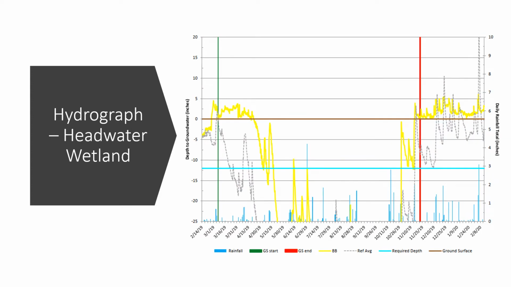This one is a headwater wetland displayed in yellow, where it gets most of its hydrology from either groundwater or precipitation, and it doesn't vary all that much.